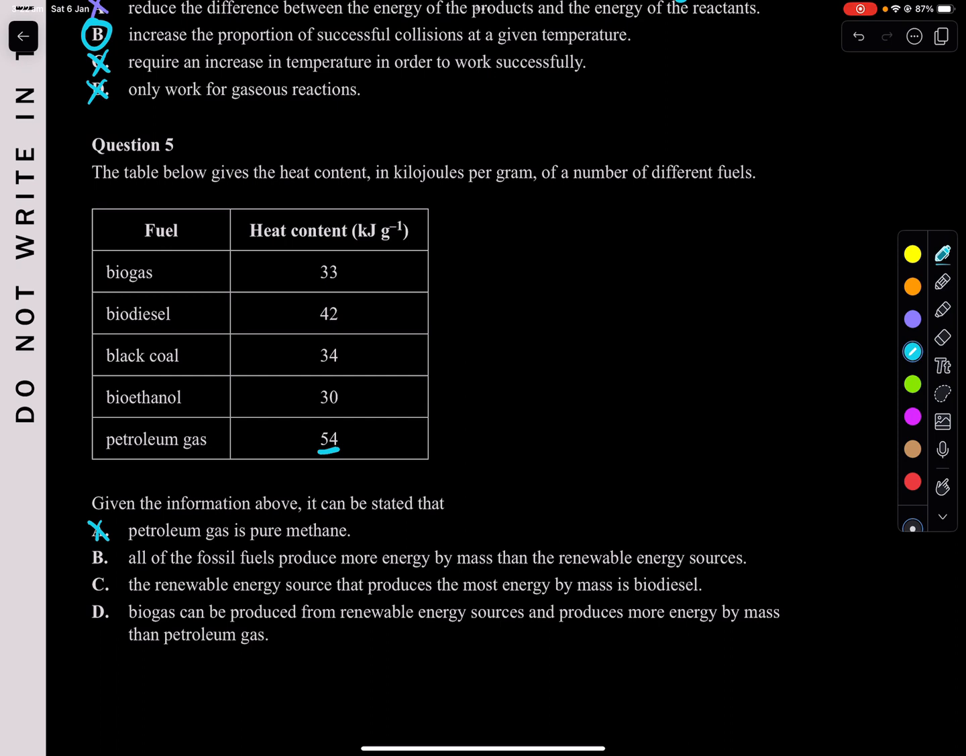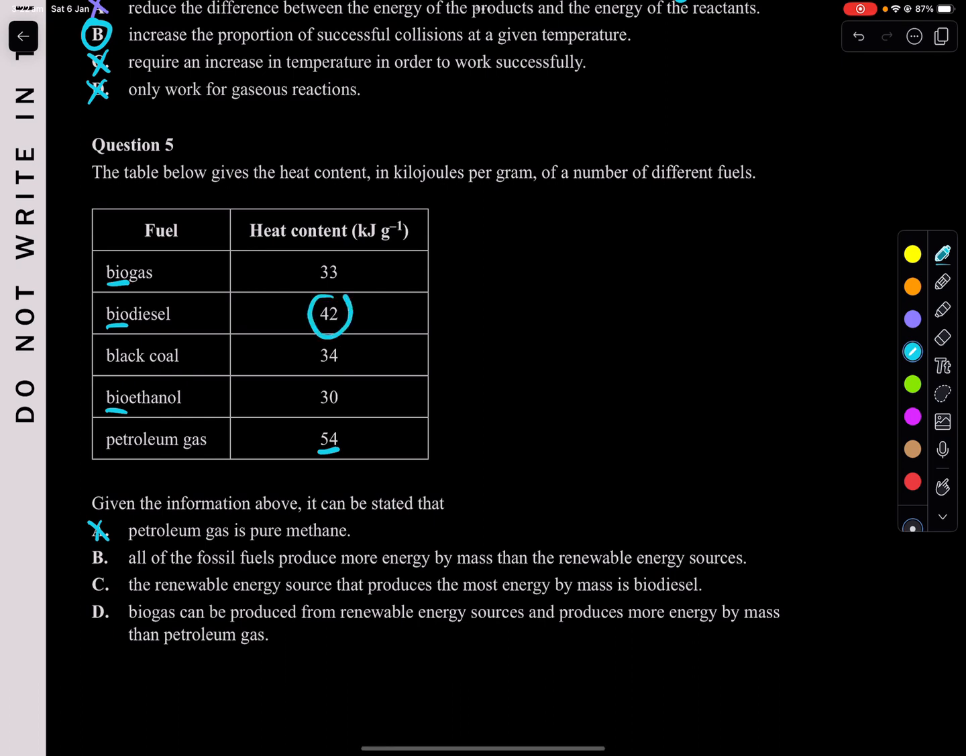Remember, the renewable energy sources are pretty much those that have bio in. For example, here, this one has bio, and bio. These are renewable energy sources, whereas the others, like black coal and petroleum gas, are non-renewable or fossil fuels. So it says all of the fossil fuels produce more energy by mass. Well, let's check that.